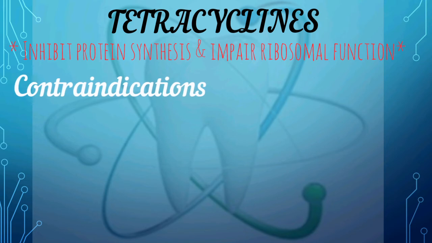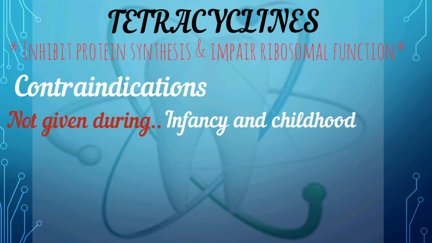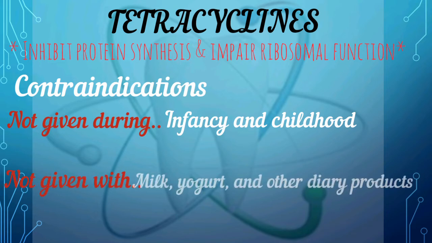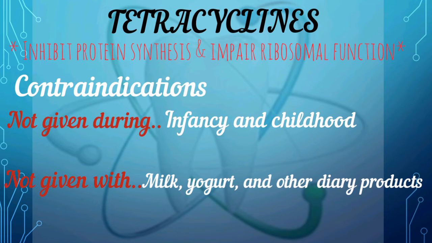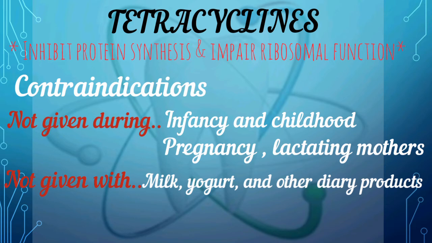Some of the important contraindications of tetracycline include: it is strongly not given during infancy and childhood up to 8 years of age due to staining of the developing teeth, because of the formation of stable chelate complexes with metals including calcium and magnesium. The second contraindication is that they are not given with milk, yogurt, and other dairy products as they get inactivated by the presence of calcium in them. The third contraindication is that they should be avoided during pregnancy and in lactating mothers. Tetracyclines are the most common antibiotics responsible for causing superinfection because they cause marked suppression of normal intestinal flora.